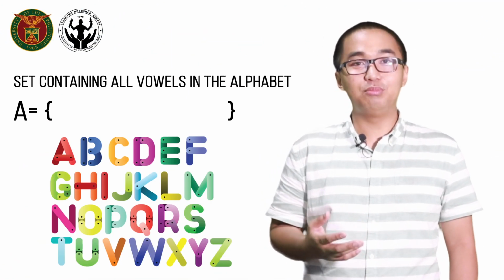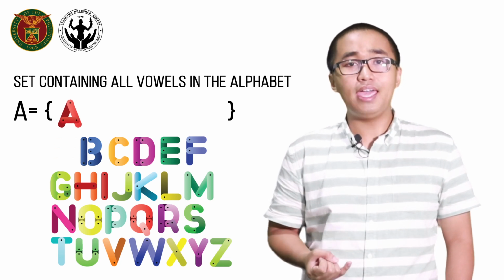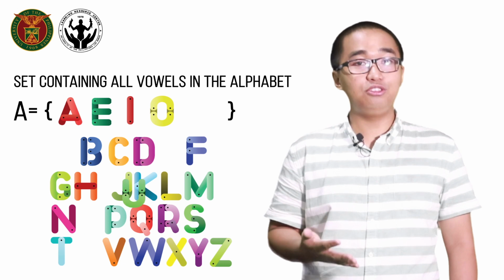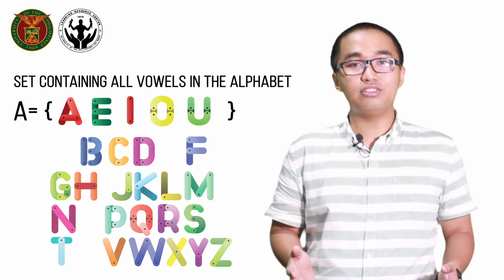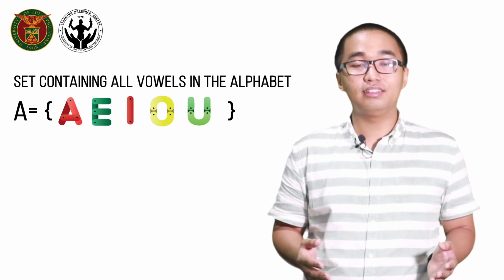For example, the collection of all vowels in the English alphabet. And so we know that the elements of this collection will only be A, E, I, O, and U. And the rest of the letters in the English alphabet will not be in the collection. And so this collection is a set.